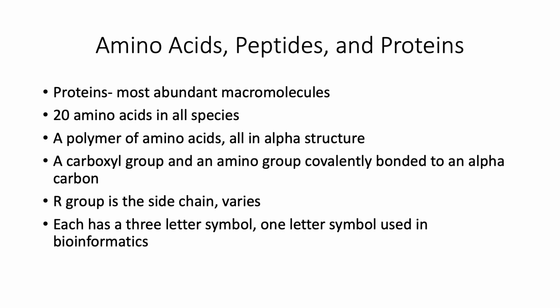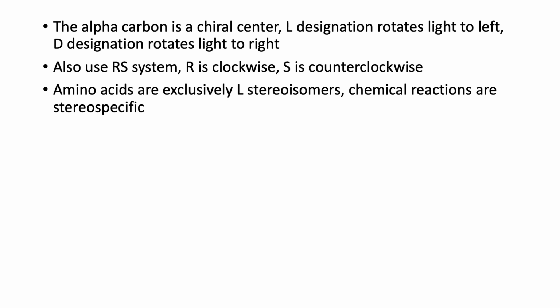We'll be discussing that. Each of these amino acids has a 3-letter symbol or 3-letter abbreviation, and we use a 1-letter symbol in bioinformatics, and I'll be showing that very shortly, at least the exceptions, to make it easy. The alpha carbon is a chiral center. There, again, we discuss chiral carbons.